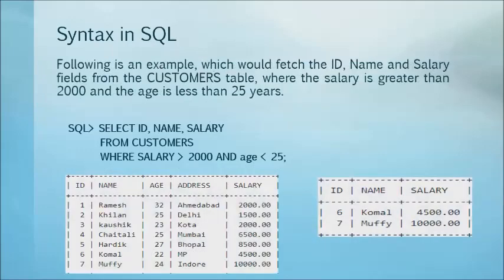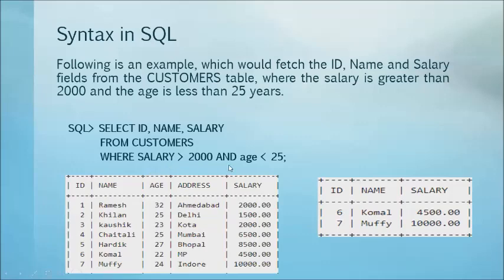The following is an example which would fetch the ID, name, and salary fields from the customers table where salary is greater than 2,000 and the age is less than 25 years. In this particular statement, we will be satisfying two conditions: the salary is greater than 2,000, and the age is less than 25 years old. So our SQL statement would be select ID, name, salary from customers where salary is greater than 2,000 and age is less than 25.